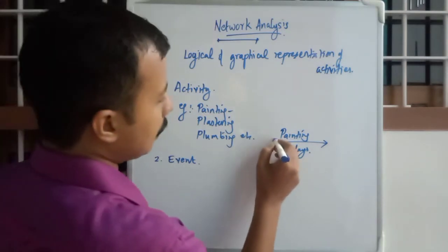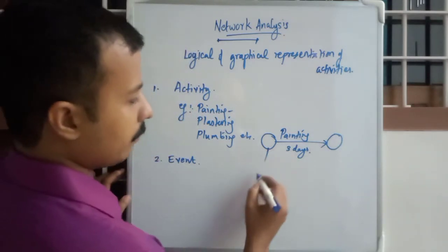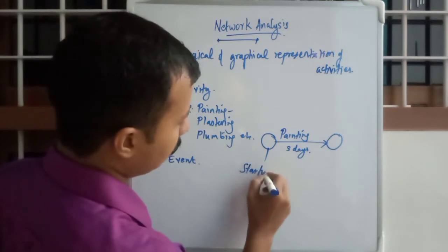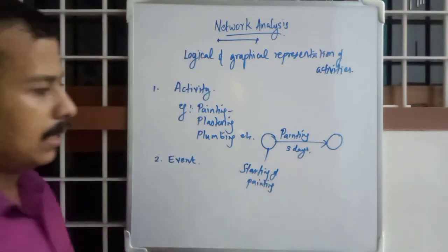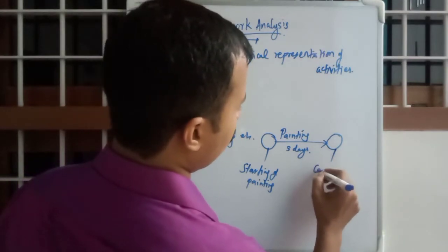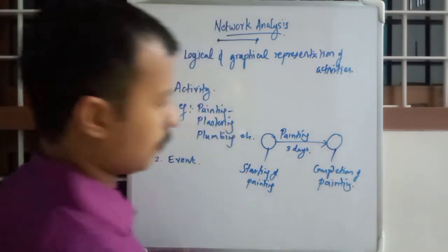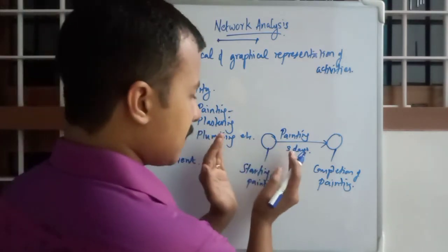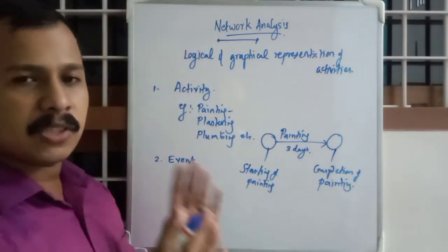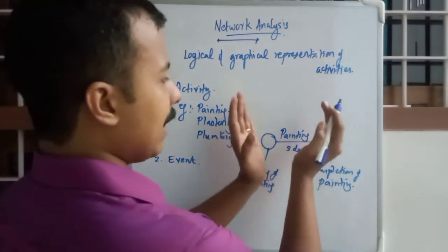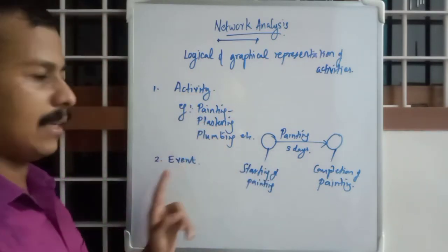Okay, and we express these two circles as events. This event will be the starting of painting. This is an event. And obviously this one will be the completion of painting. Okay, so the starting of painting doesn't consume any resources and doesn't consume any time. Completion of painting is also an event which does not consume any resource or time. Just the painting as an activity consumes 3 days. Okay, so this is the general idea of activity and event.